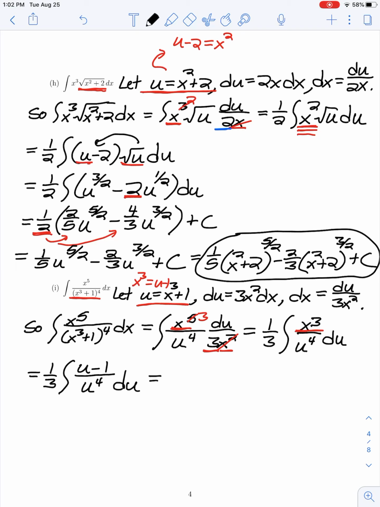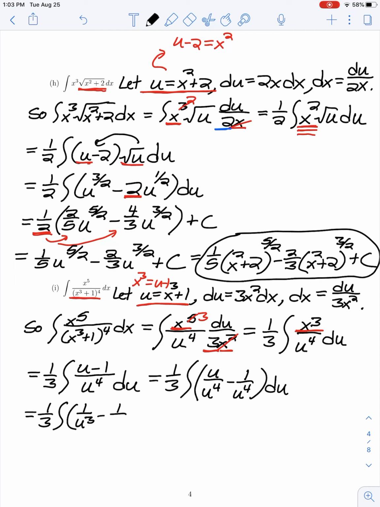So now what we're left with in terms of u is an antiderivative of a quotient. Thus far, we don't really have a nice method for handling antiderivatives of quotients in general. So one way that we could go about handling this is to split this fraction into two pieces. Our numerator is u minus 1 all over u to the fourth, which we can rewrite as u over u to the fourth minus 1 over u to the fourth du, which gives us a 1/3 integral of 1 over u cubed minus 1 over u to the fourth du.